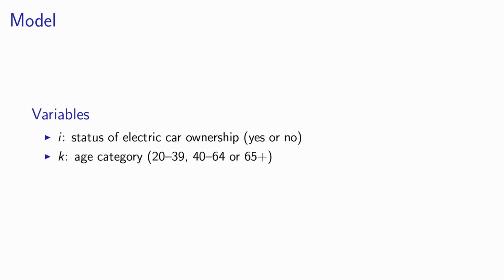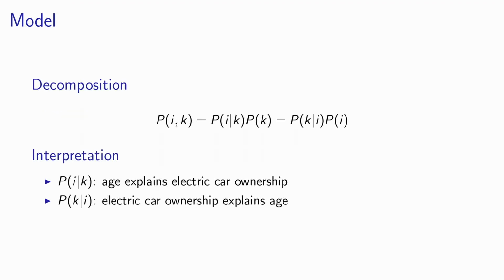The second variable characterizes the age category. This variable, denoted by K, can take three values, either 20-39, 40-64, or 65 plus. So what we get from the data is the combination of the value of I and the value of K. Now our model would like to predict that. What is the probability that a given person in the population has this configuration I and K, meaning a given car ownership status and a given age category?